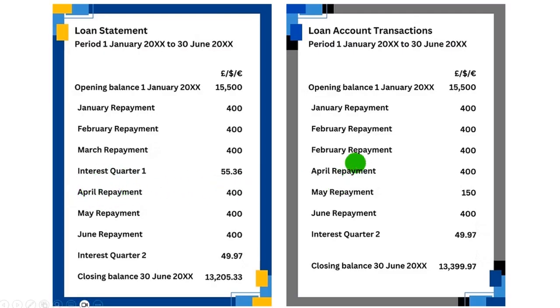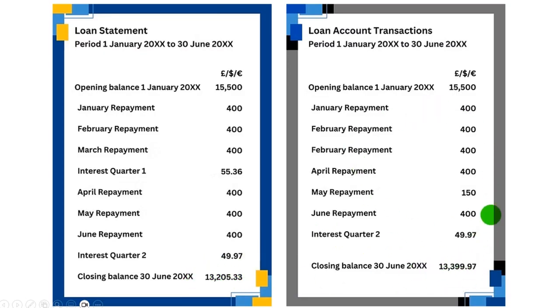April repayment 400, April repayment 400. May repayment 400, May repayment 150. This is another common discrepancy that reconciliations highlight: transactions that need to be amended. Sometimes the date is wrong, sometimes the amount is wrong. June repayment 400, June repayment 400. Interest quarter 2, 49.97. Interest quarter 2, 49.97. And then we have a closing balance here and a closing balance here.